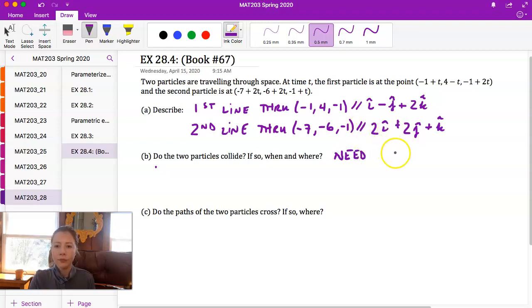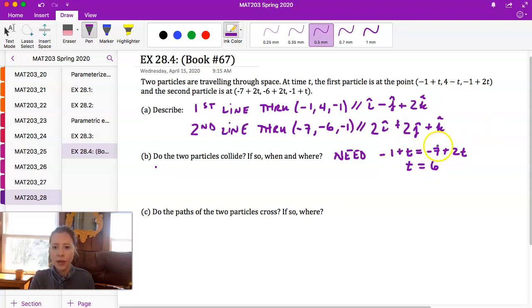We need -1 plus t is equal to -7 plus 2t. So we need these x components to be equal, and then we can solve for the time at which those x components match up. So it'll pass through the same x at time t equals 6.